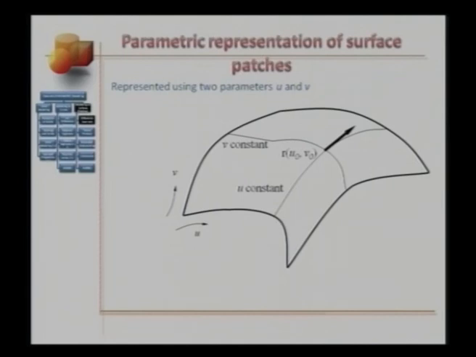You can think of constructing tangents along these 2 curves. At this point, along this curve, let's say we have this tangent represented by r sub v, because it's along the v direction. Likewise, we can have a tangent along this curve at this point represented by r sub u, which is along the u direction.